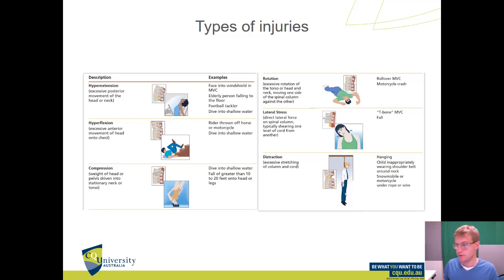If your spine has a fair bit of movement, it's designed to be able to move laterally, but excessive rotation will start to initially damage and degrade the discs between the vertebrae, and then start to actually tear the cord itself. Lateral stress, different to rotation in that it's not a twisting, it's just the head being excessively turned to either side. So again, you'll end up with those crush fractures on whatever side it was excessively turned towards. And then distraction injuries that you get from hanging, where the vertebrae and the cord are stretched and pulled apart.